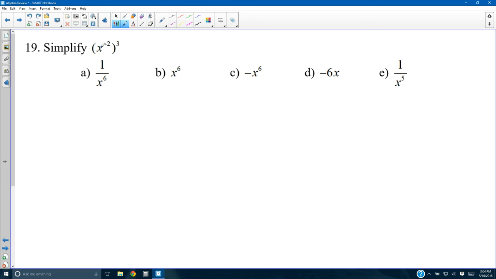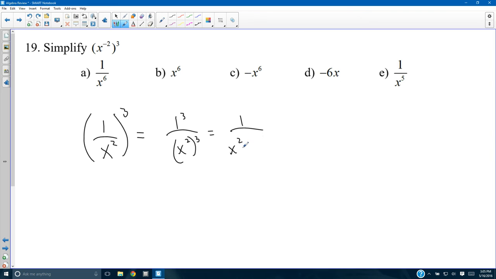Number 19, simplify x to the negative 2nd power cubed. Once again, a lot of ways you can go about this problem. Maybe I'll look at just a couple of them. Okay, x to the negative 2nd power, as I talked about before, it's 1 over x to the positive 2nd power. And if you look at what we just talked about before with distributing the exponent, that's 1 cubed over x squared cubed. Well, x squared cubed is x squared times x squared times x squared, which is x to the 6th power. So this is 1 over x to the 6th. That's but one way you can do this problem.